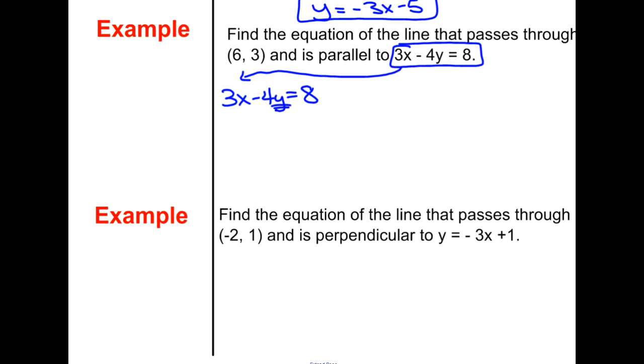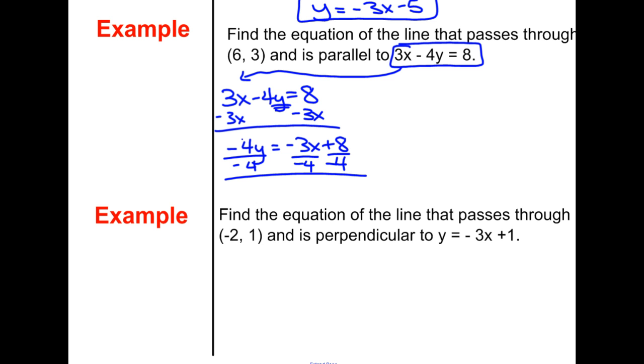What we need to do is get the y by itself. First thing I'm going to do is subtract 3x, and I like to put my x's in front. So negative 4y equals negative 3x plus 8. Divide each piece by negative 4 to get the y by itself. Y equals negative divided by negative is positive 3/4 x, and then positive divided by negative is negative 2. Really all we cared about in that problem was right here, my slope of the equation.